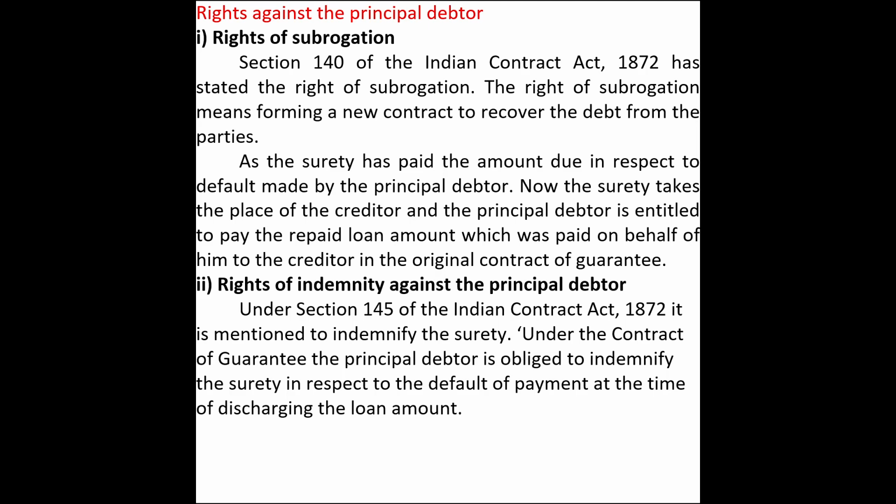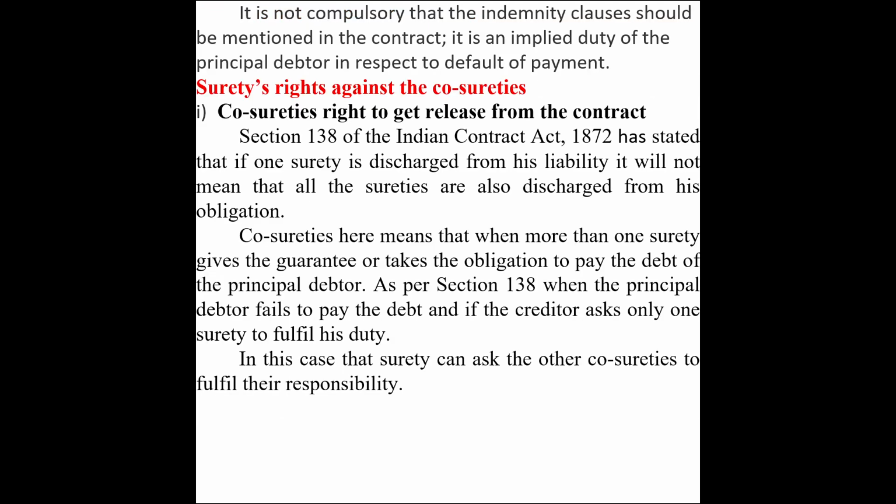The next one is surety's rights against the co-sureties. In this, again, there are three types. Number one is the co-surety's right to get release from the contract.